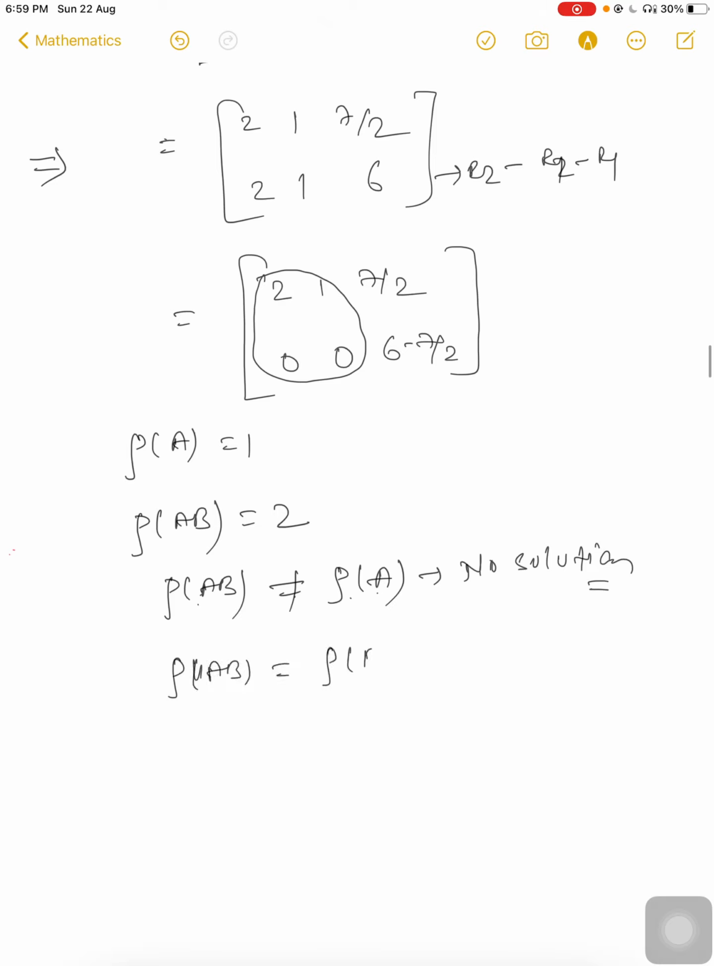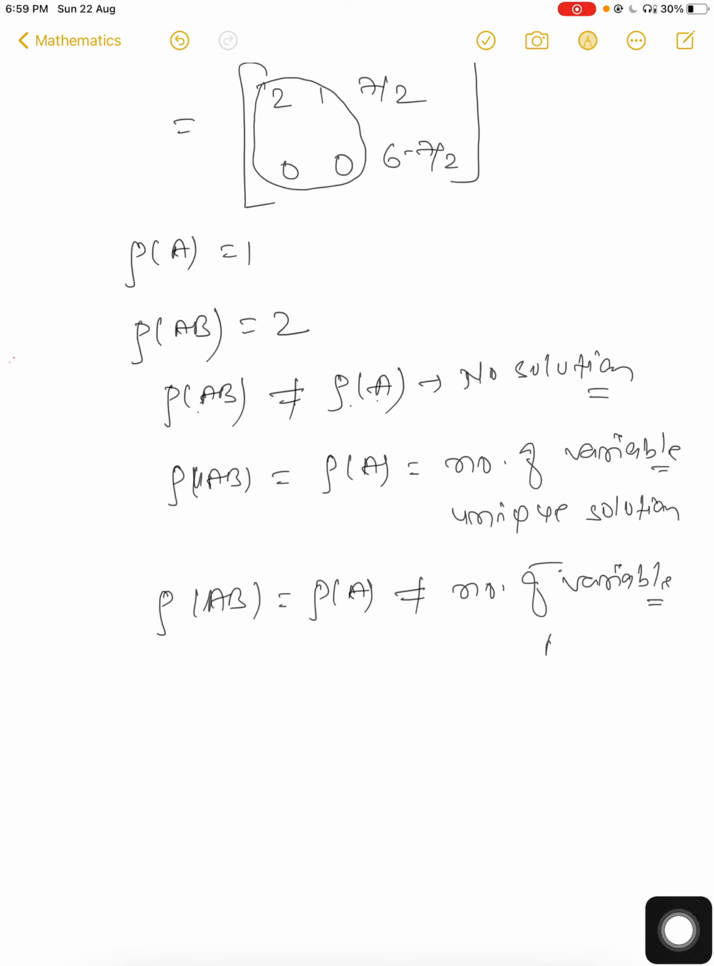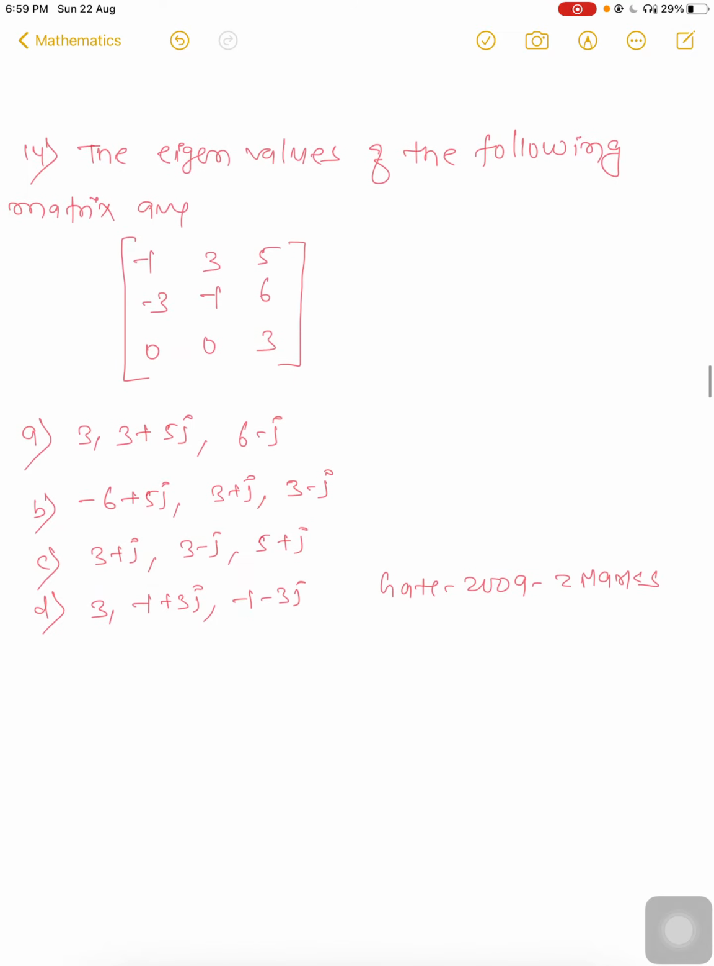If rank of AB equal to rank of A equal to number of variables, so unique solution. Always remember unique solution, or rank of AB is equal to rank of A but not equal to number of variables, it's many solutions. Okay. For this question, system has no solution. Now comes to next question.